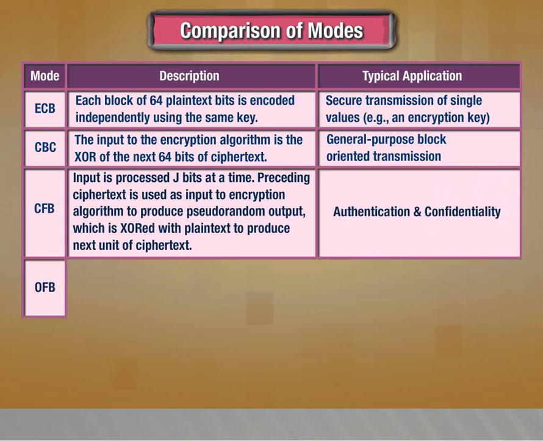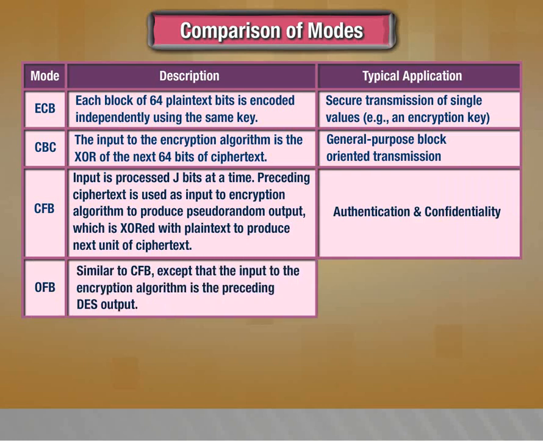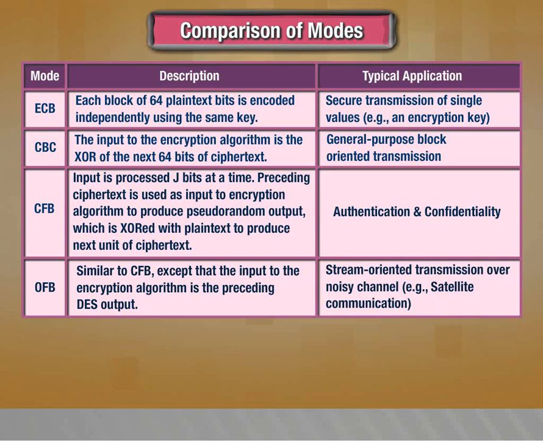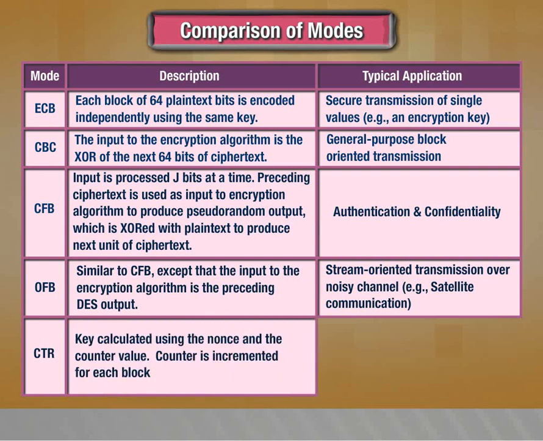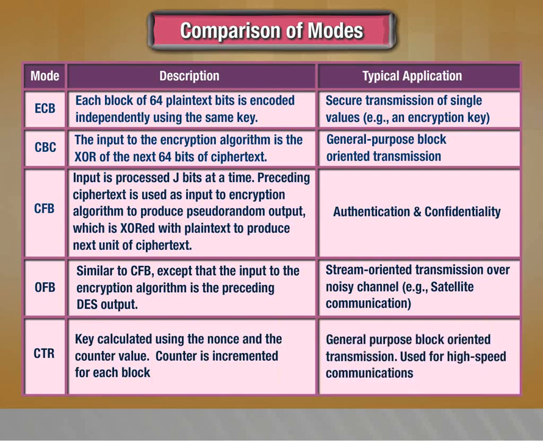OFB: similar to CFB, except that the input to the encryption algorithm is the preceding DES output. Typical application: stream-oriented transmission over noisy channel, for example, satellite communication. CTR: key calculated using the nonce and the counter value. Counter is incremented for each block. Typical application: general purpose block-oriented transmission used for high-speed communications.